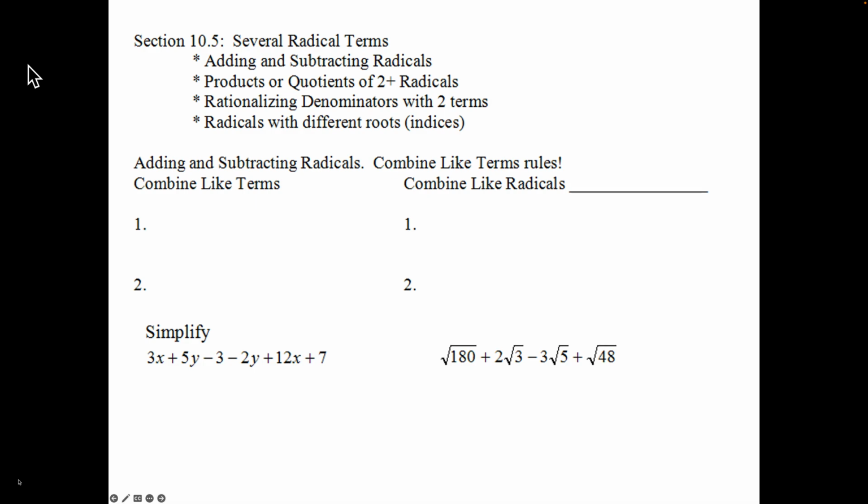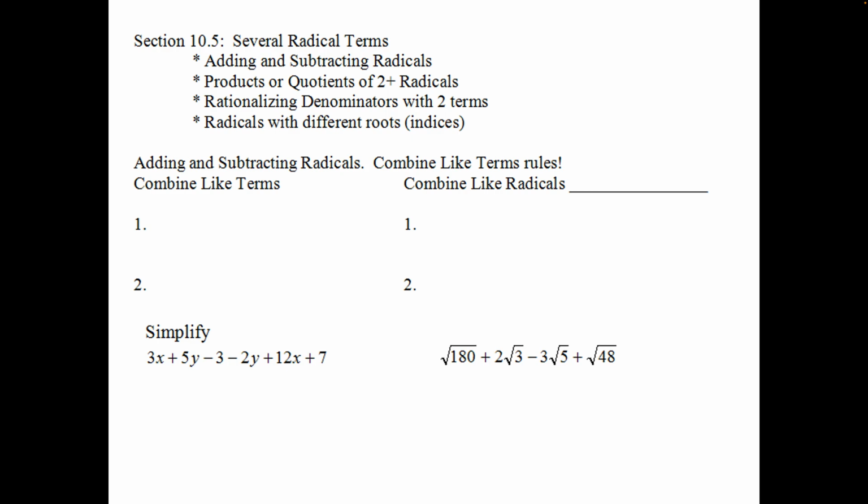All right, for the section 10.5 video, we're going to look at adding and subtracting radicals and some other good stuff, but there's going to be a little bit of a twist to it. There's going to be different roots, more than one term in the denominator for rationalizing your denominators, things of that nature. But let's start with our combining of like radicals.